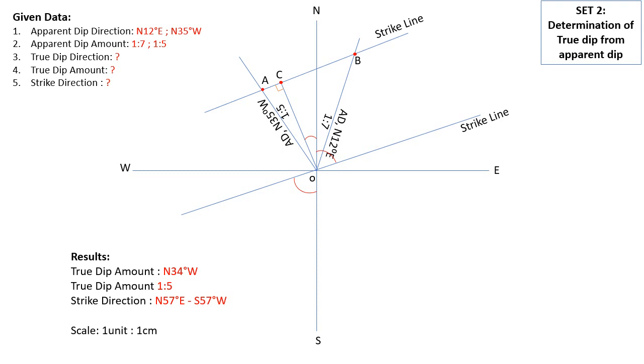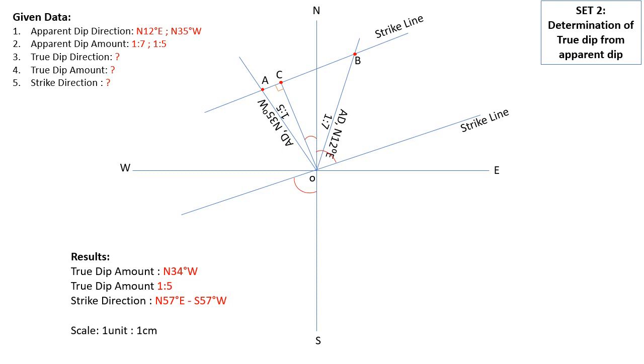So it is very easy. How did we do it? Just a revision. First, two directions are given and two amounts are given, that is the apparent dips. So we will mark both the angles and both the amounts on the respective lines, and then we will join the points A and B. So that is the strike line.